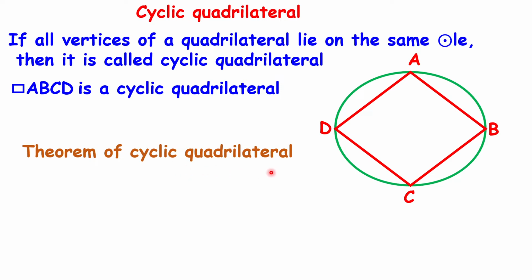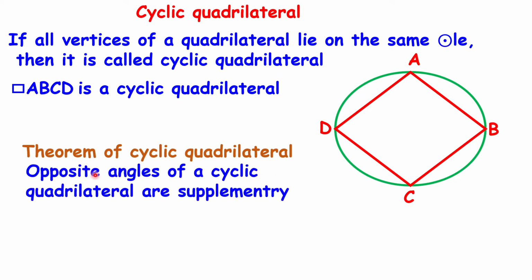Theorem of cyclic quadrilateral. It is very important. Opposite angles of a cyclic quadrilateral are supplementary. Supplementary means sum of opposite angles is equal to how much? 180 degree. In this figure, tell me the opposite angle of angle ABC.